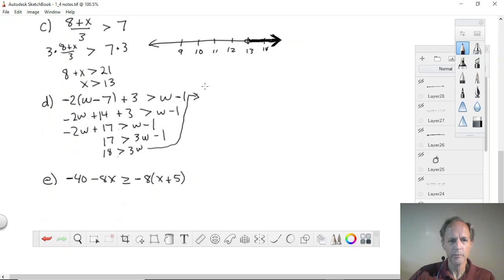Okay, so we'll take 18, we're going to divide by 3, and on the other side we're going to take 3w, we're going to divide by 3. But what's the sign? What's the direction of this symbol? Which way does it go? Well, it's not a negative, so we don't change it. Okay, it's still greater than. Okay, so on the left we have 6 greater than w, and that's it. And we'll change it though to say w less than 6.